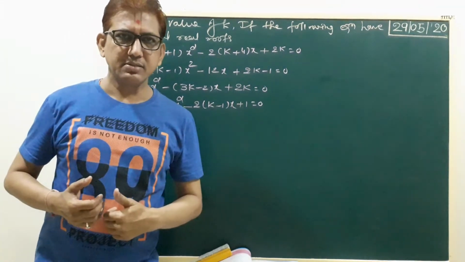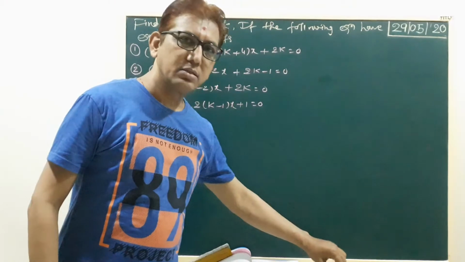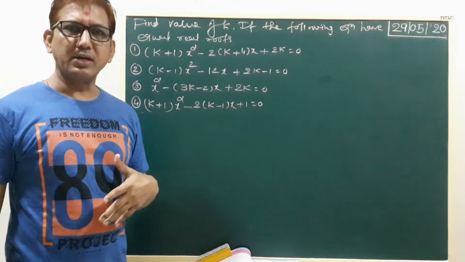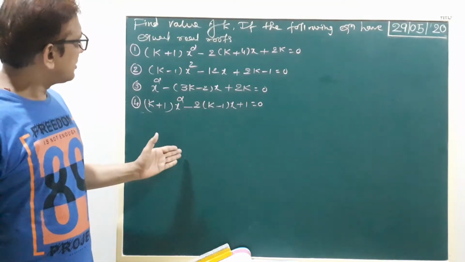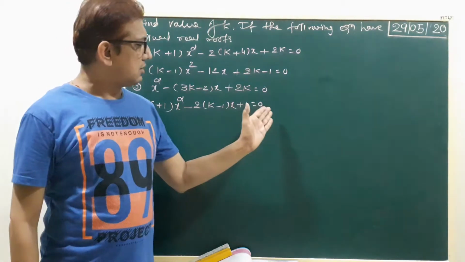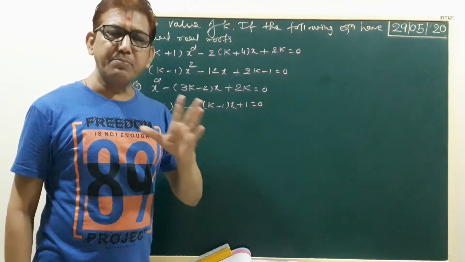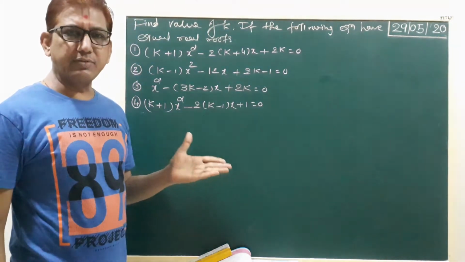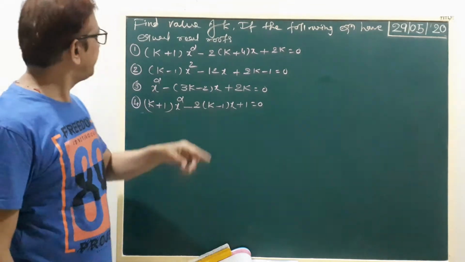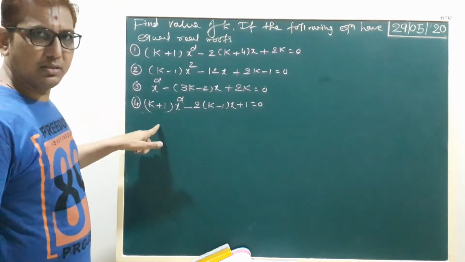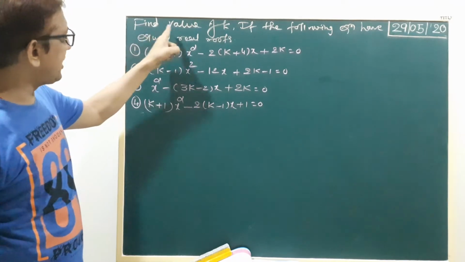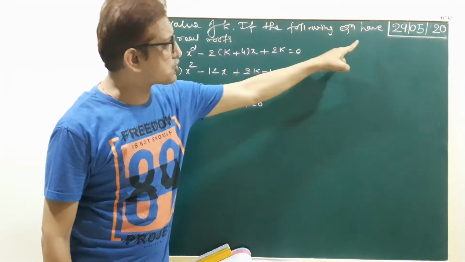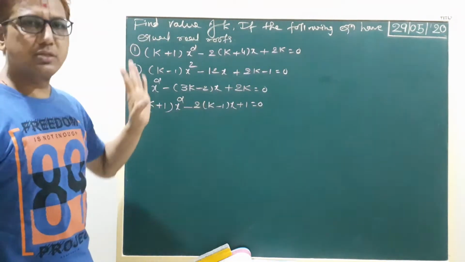Jai Swaminarayan friends. In the last video lecture, we discussed the general formula and the discriminant formula. Now in this video lecture, we discuss some short examples and short MCQs using the general formula, otherwise using the discriminant. Here we write the question: find the value of k if the following equation has equal roots.